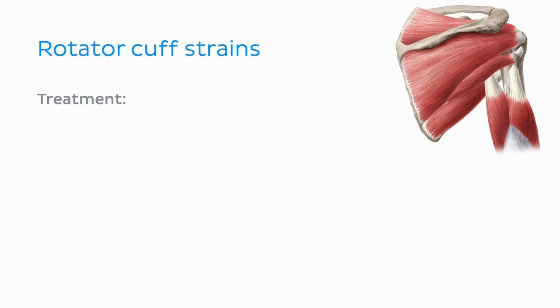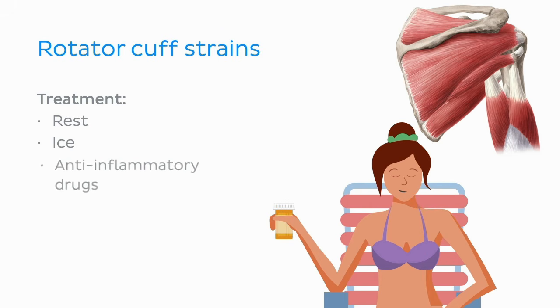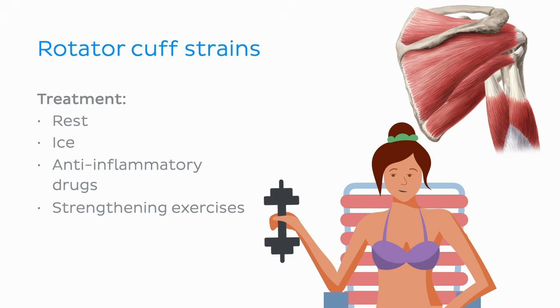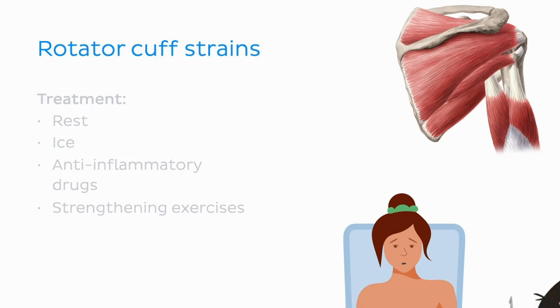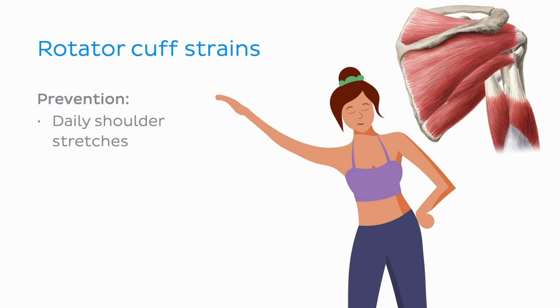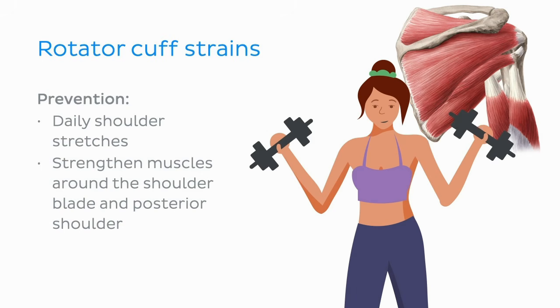Treatment of a rotator cuff sprain includes rest, ice, and non-steroidal anti-inflammatory drugs to reduce inflammation. Strengthening exercises may also be used to restore active function and strength to the tendon. On complete rupture of the tendon, surgical intervention may be necessary. Daily shoulder stretches can aid in increasing flexibility and strength of the shoulder joint. When stretching, it is important to strengthen the muscles around the shoulder blade and posterior shoulder specifically to optimize the muscle balance of the rotator cuff.